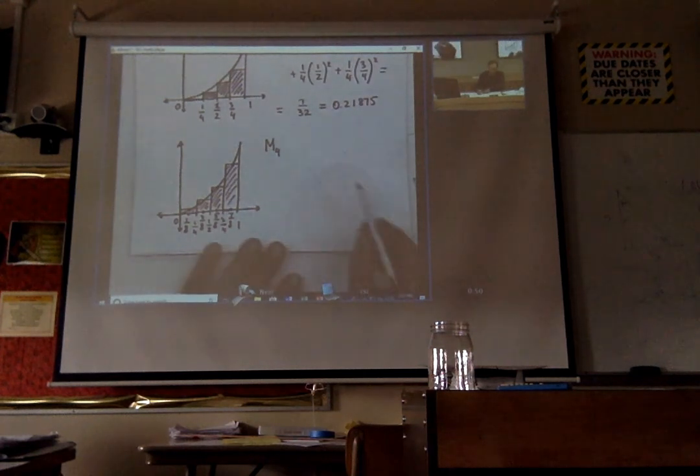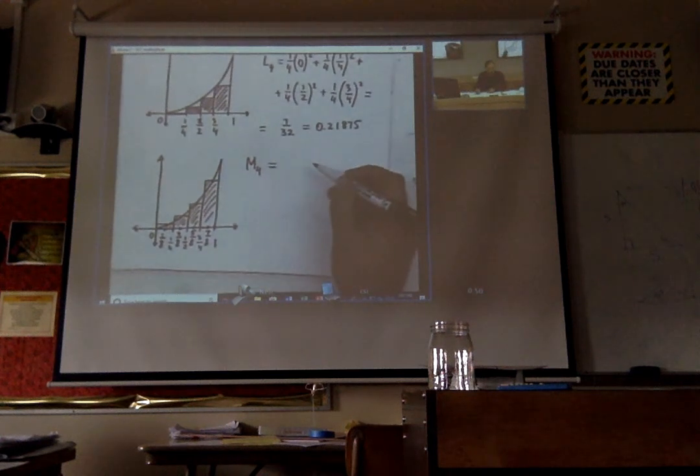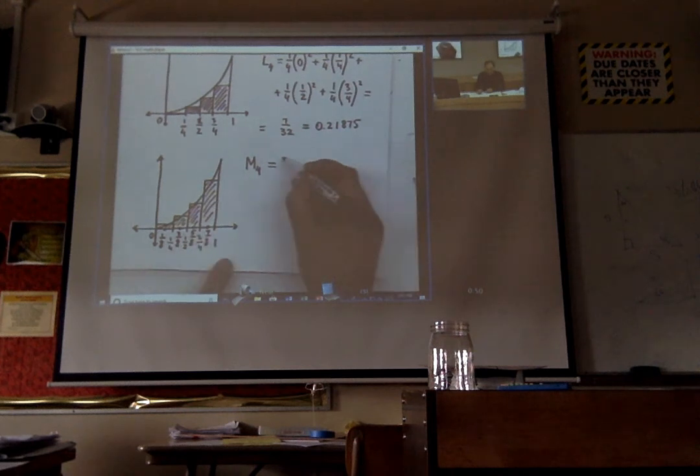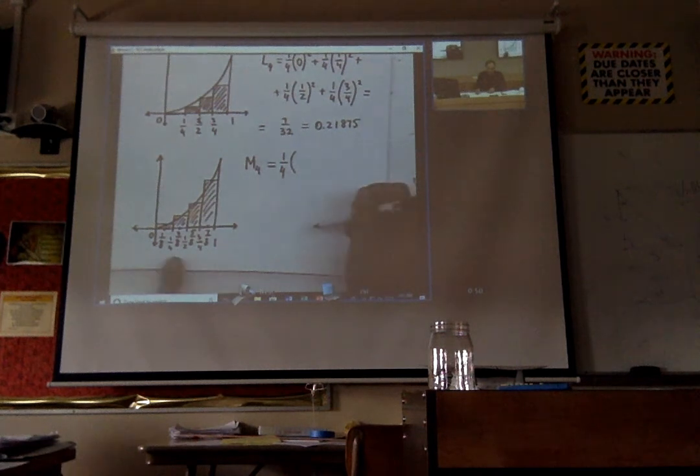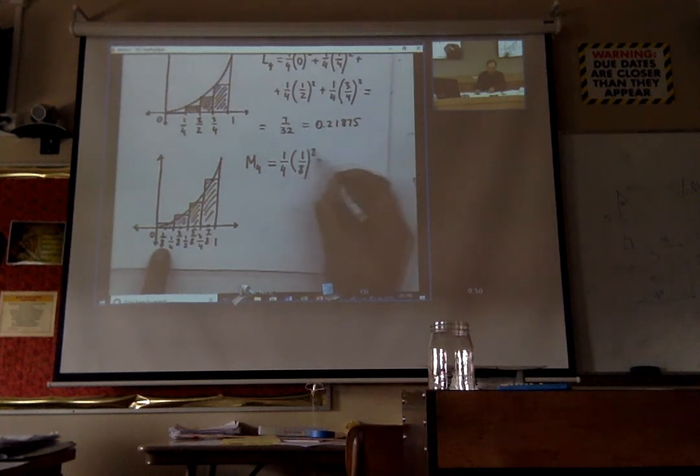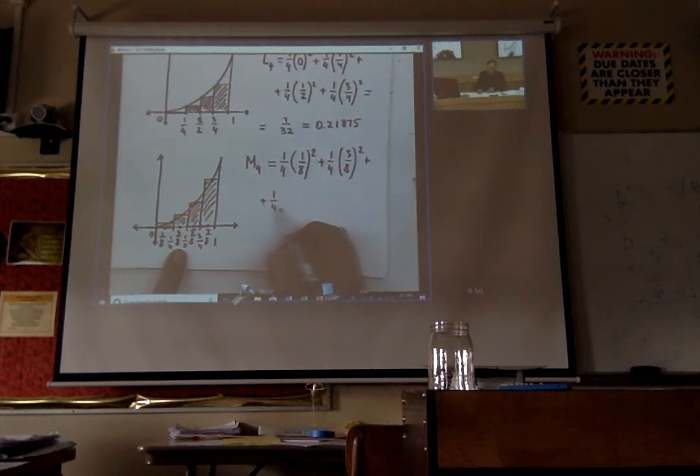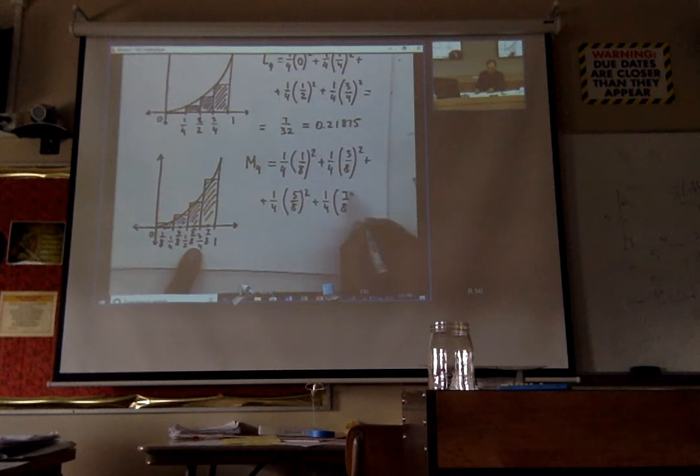So, when you do this and write this, the base is still 1/4, 1/4, 1/4, 1/4. That doesn't go anywhere. And if you want to factor out, that's fine. I'm just showing you the substitution. And then over here, what will determine the height of the first little rectangle? 1/8. So you put 1/8 squared plus 1/4, 3/8 squared plus 1/4, then what? 5/8 squared plus 1/4 and 7/8 squared.